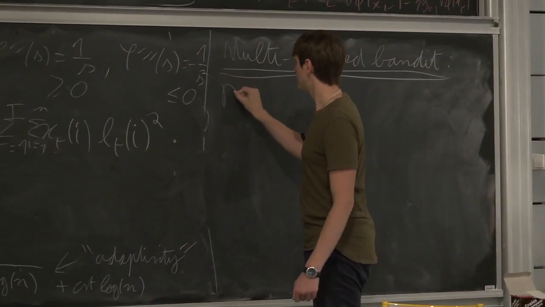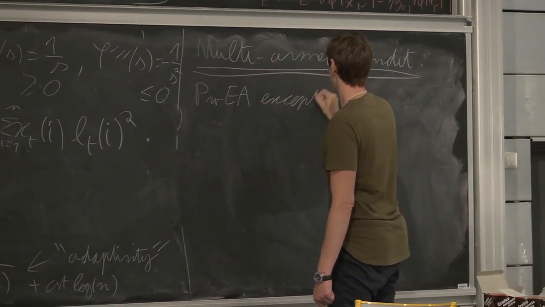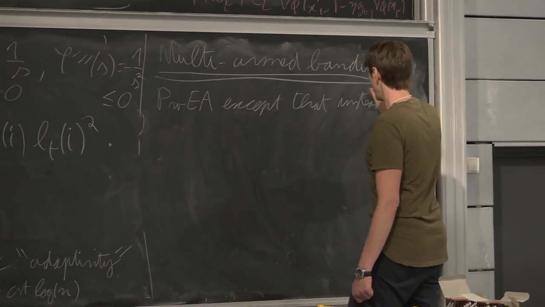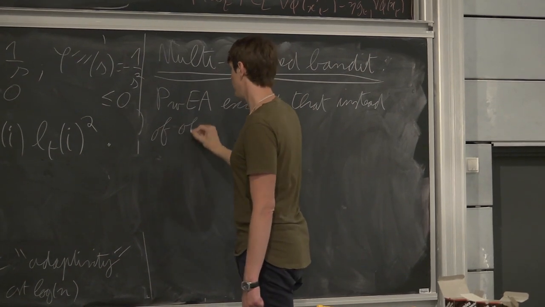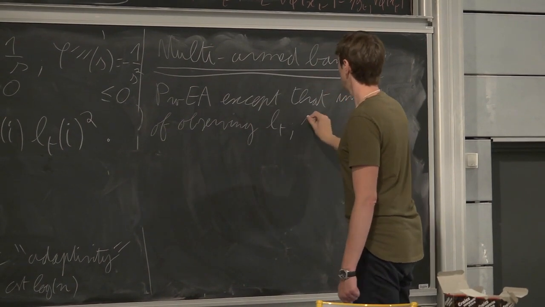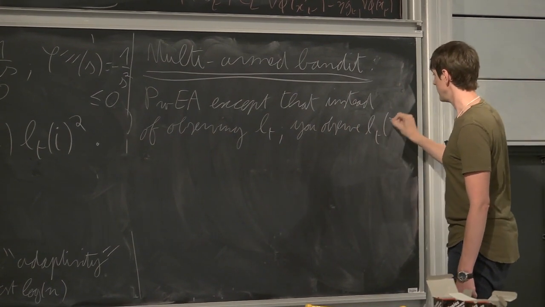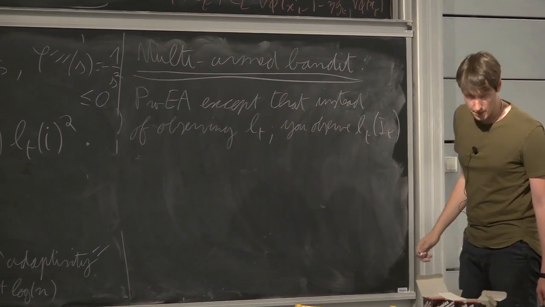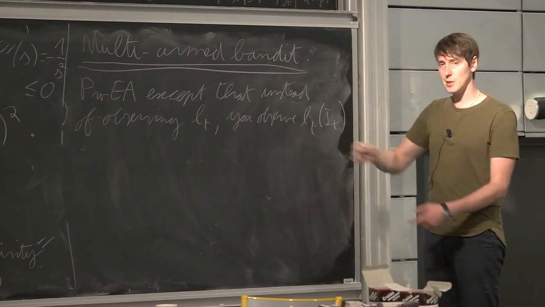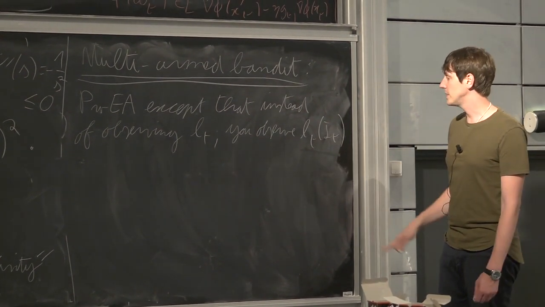So it's prediction with expert advice, except that instead of observing L_t, you observe L_t of I_t. I_t is the action you played. OK, so this is a whole family of problems. Here we do it in the very simple case where you have a finite set of actions. We're going to look at something more general soon. But this is called bandit feedback.